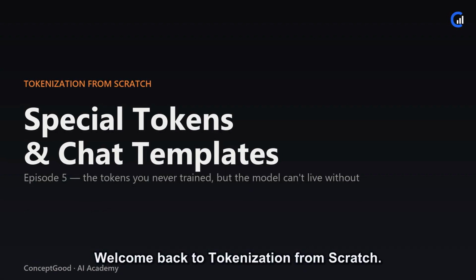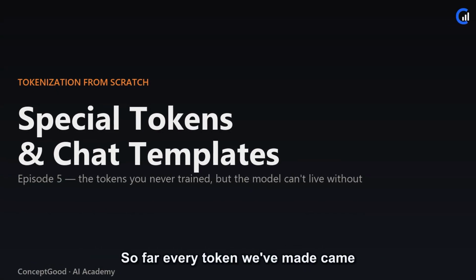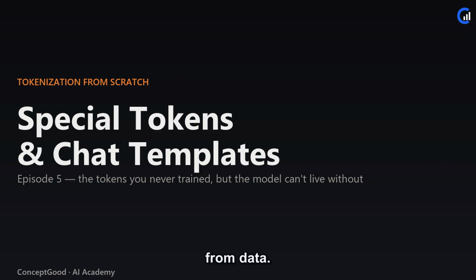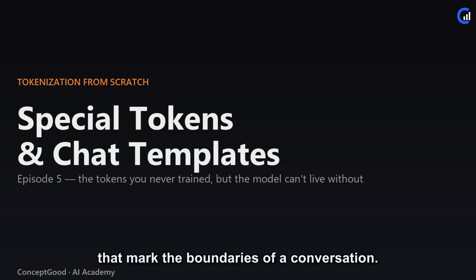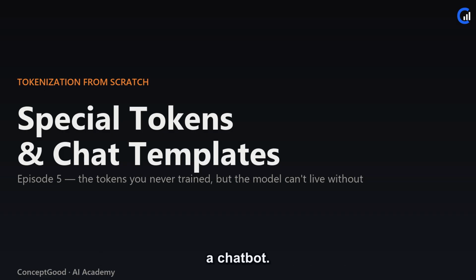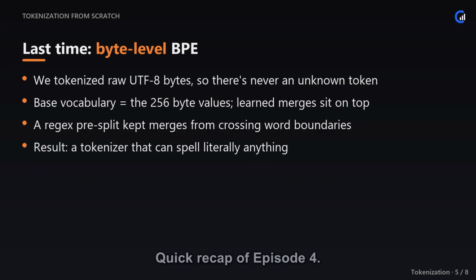Welcome back to Tokenization from scratch. So far, every token we've made came from data. Today we add a different kind of token entirely: control tokens that we assign by hand that mark the boundaries of a conversation. These are how a base model becomes a chatbot. We'll register them, protect them through encoding, and use them to turn a real chat into a single stream of token IDs.